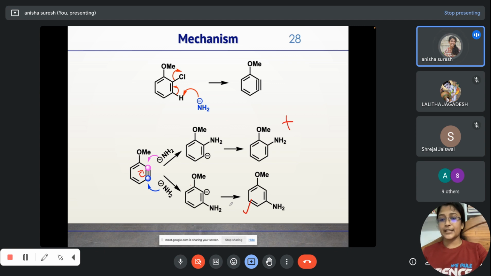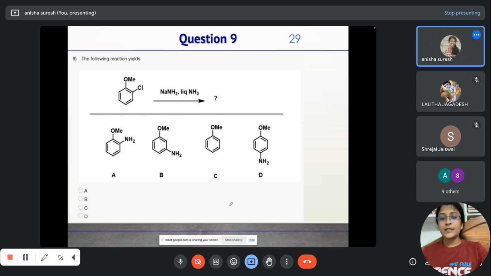Nucleophilic substitution reaction. NH2 is substituting Cl minus. So, the correct answer will be option B. Is this clear?